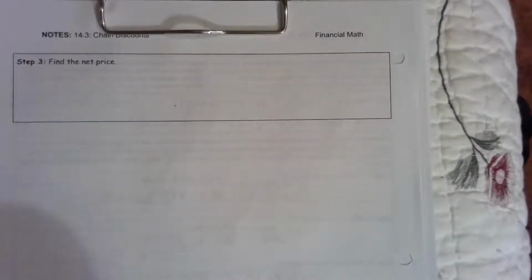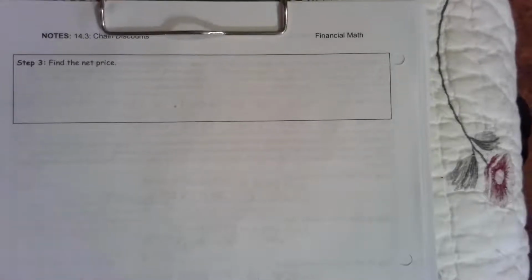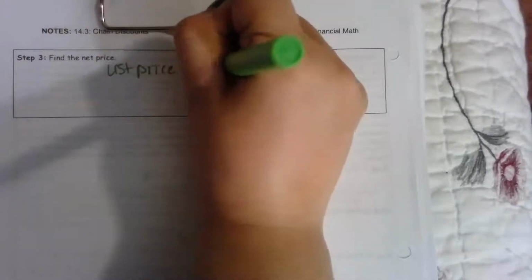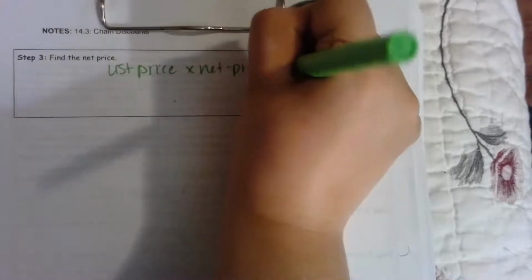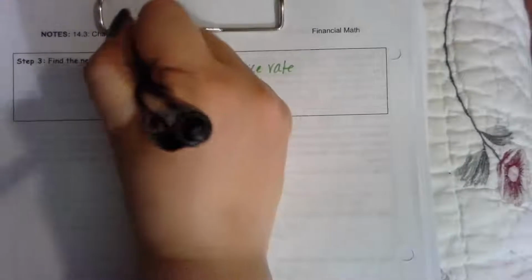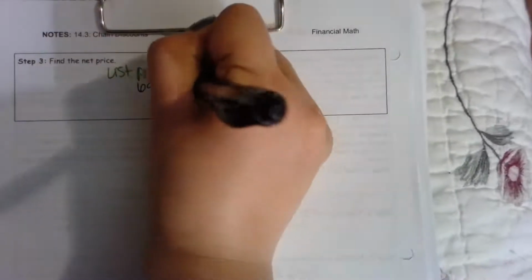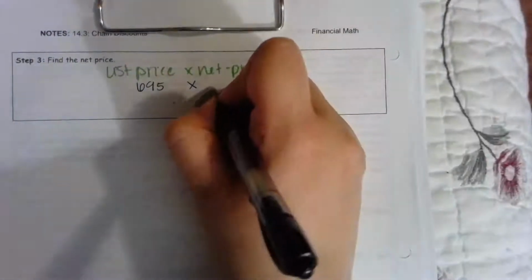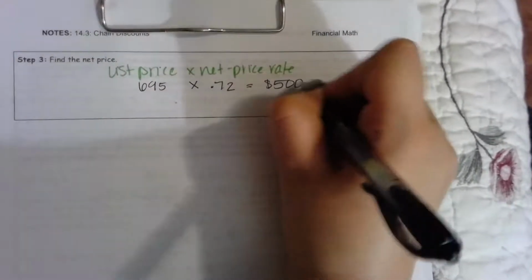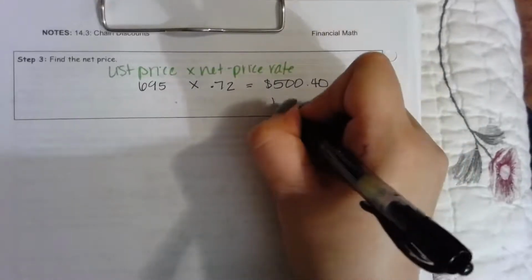And then your last step would be to find the net price, which would be your list price times your net price rate. So your list price is $695 times your net price rate, 72, which would be 0.72. It's going to give you a total of $500.40.